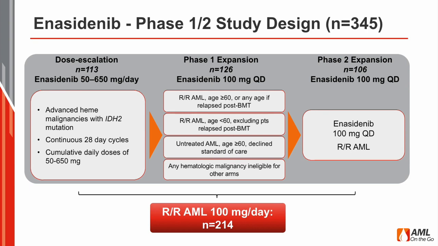So based on this preclinical hypothesis, we conducted a large phase 1-2 study of enasidenib in patients with relapsed and refractory acute myeloid leukemia. The study started with a dose escalation phase, as you can see on the left-hand side of the slide. It expanded into a dose expansion phase with 4 different expansion arms, the first 2 of which were in patients with relapsed and refractory AML. And finally, there was a phase 2 expansion that enrolled patients only with relapsed and refractory AML at a dose of 100 milligrams once a day.